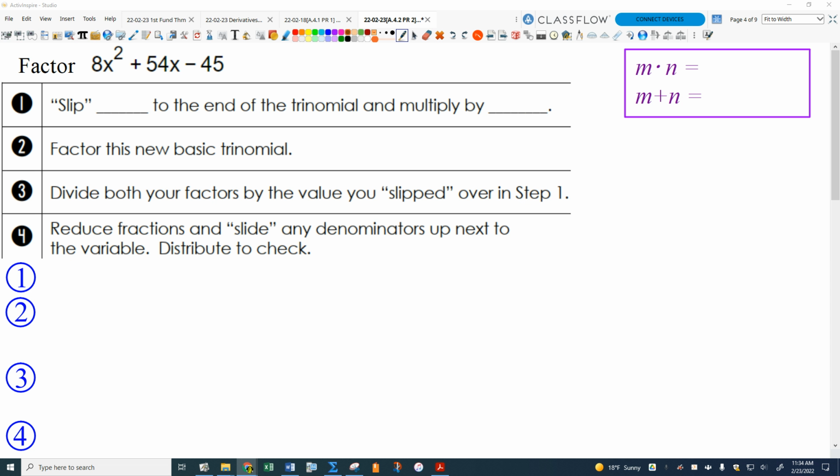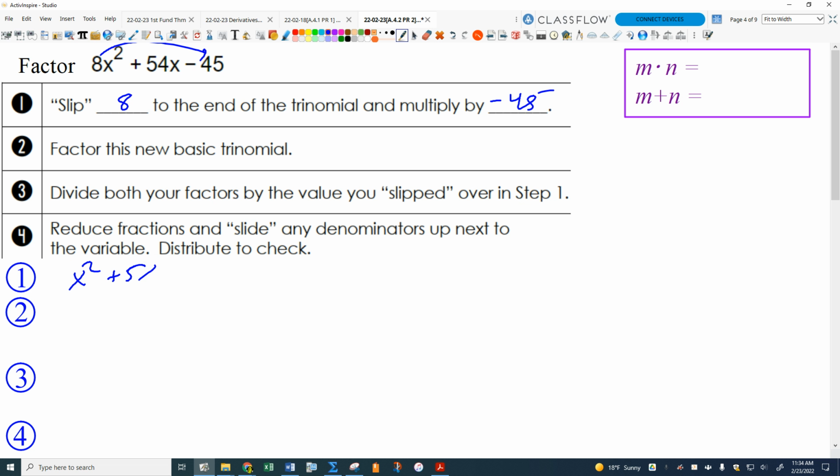Okay, so walk me through the steps here. Thomas, what am I slipping? 8. I'm slipping an 8 to the end and multiplying by? 45. Negative 45. Good. So I slip the 8 over there, and that's going to give me the basic. Go ahead.